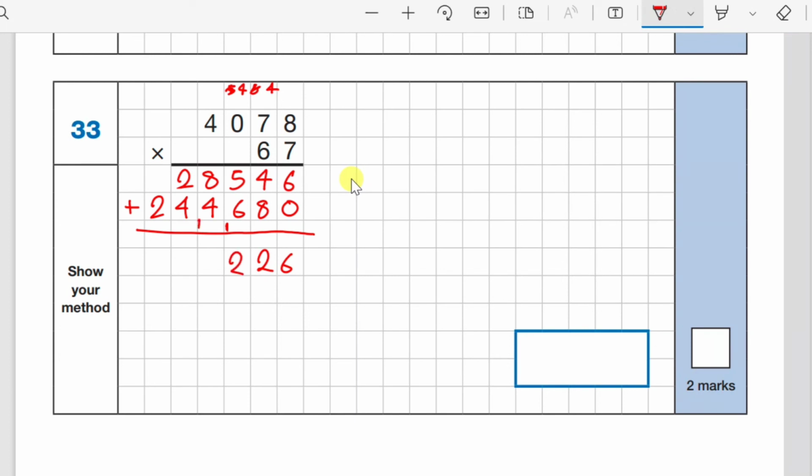Carry another 1. You got 8 and 4 is 12. Add 1 is 13. Carry the 1. 2 add 4 is 6. Add 1 is 7. And then lastly 2. So the final answer reads 273,226. Wow, that's a big answer. Tell me how you guys did in this one. See if you guys got the same result. I think that should be the correct answer. I'm going to double check anyway, so it should be fine.